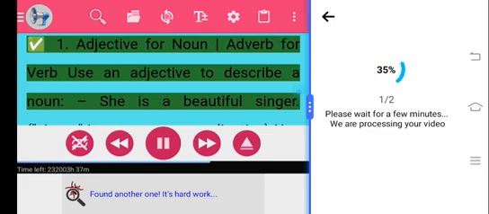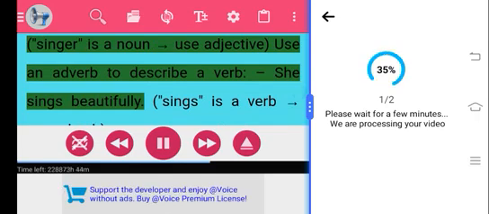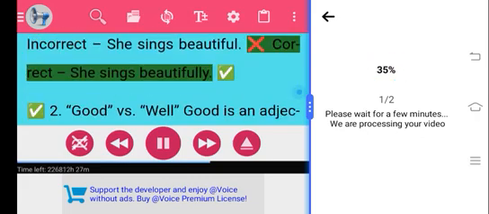1. Adjective for noun, adverb for verb. Use an adjective to describe a noun. She is a beautiful singer. Singer is a noun, use adjective. Use an adverb to describe a verb. She sings beautifully. Sings is a verb, use adverb. SSC trap: using beautiful instead of beautifully or vice versa. Incorrect: she sings beautiful. Correct: she sings beautifully.